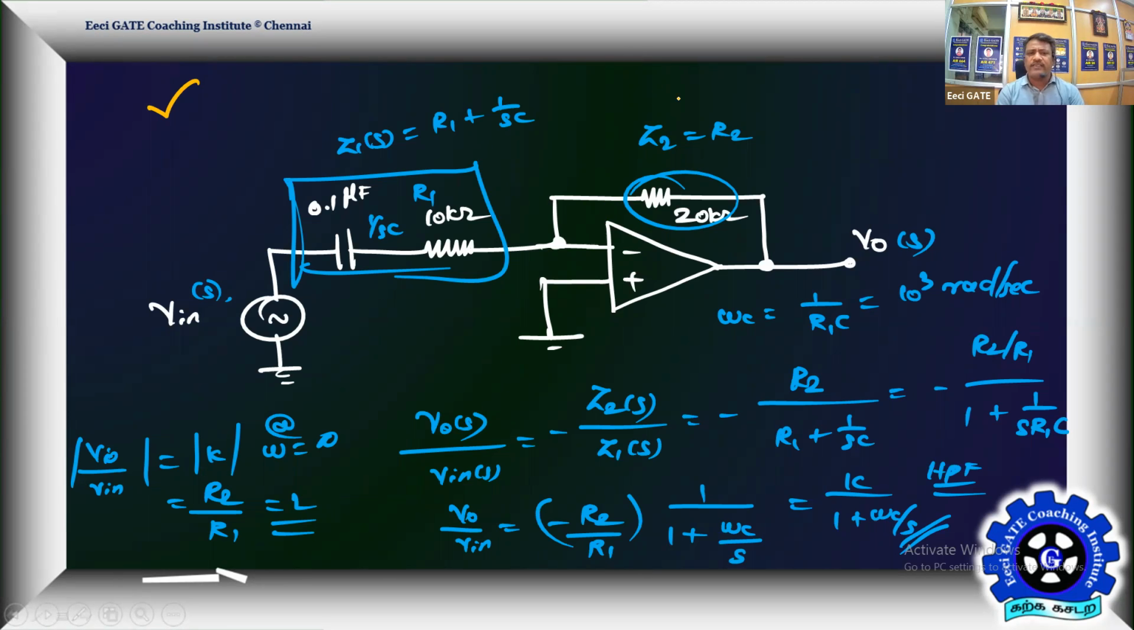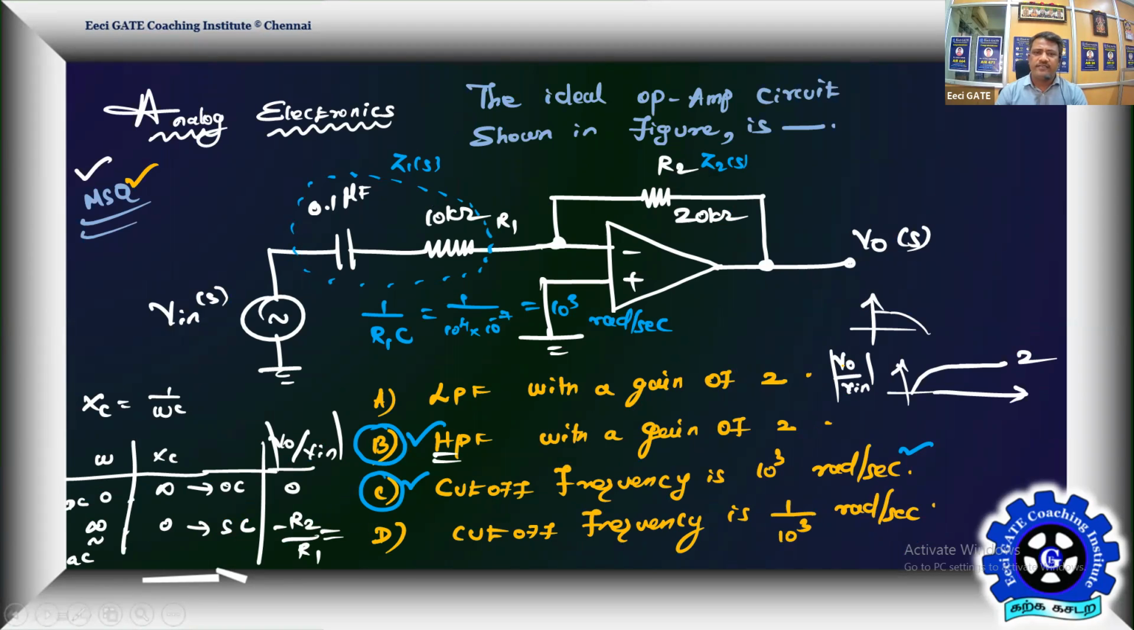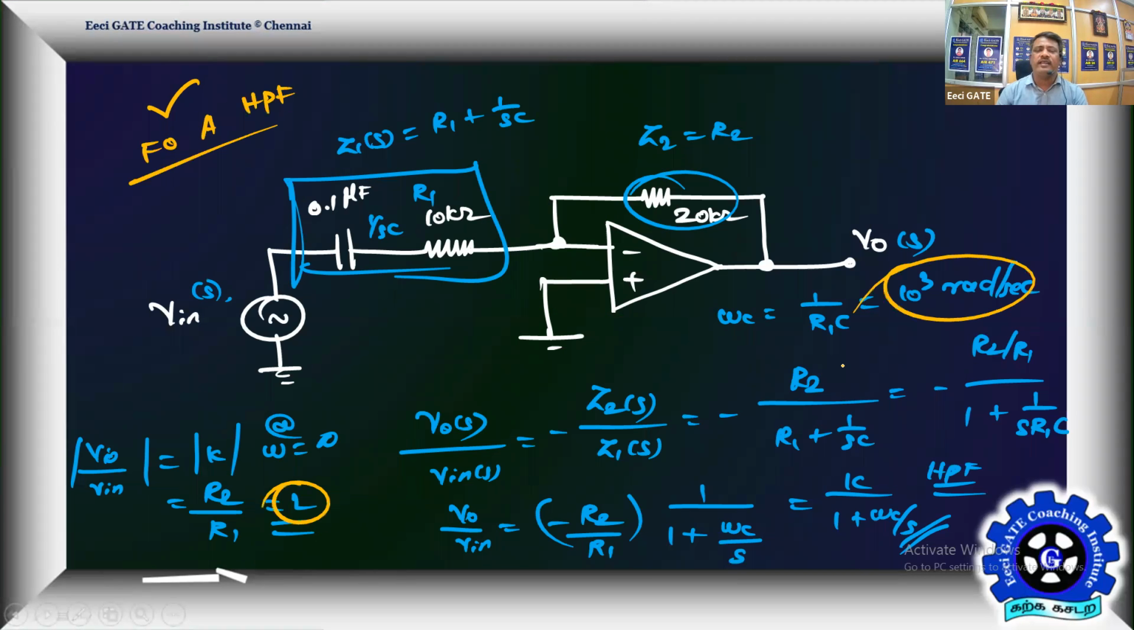Very simple. There are two configurations using inverting: one is a simple active high pass, another one is a simple active low pass. This belongs to the first order active high pass filter. If you remember it straight away, you have the answer. Yes, so the gain is 2 and the cutoff frequency is 10 power 3 radian per second. That's a very simple, interesting problem from analog electronics.